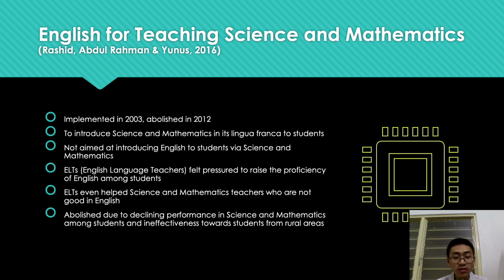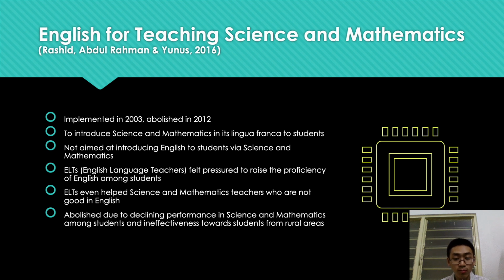However, English language teachers felt the burden because they had to raise the proficiency of English among students in their classrooms. Because if the students fail to grasp English, they also fail to grasp mathematics and science at the same time. In fact, some of the teachers who taught English back then had to become the buddies of the science and mathematics teachers because these teachers weren't good in English. Peer support was established. That was good.